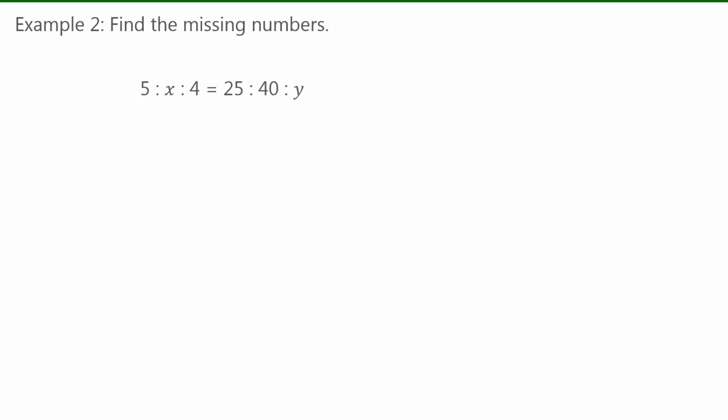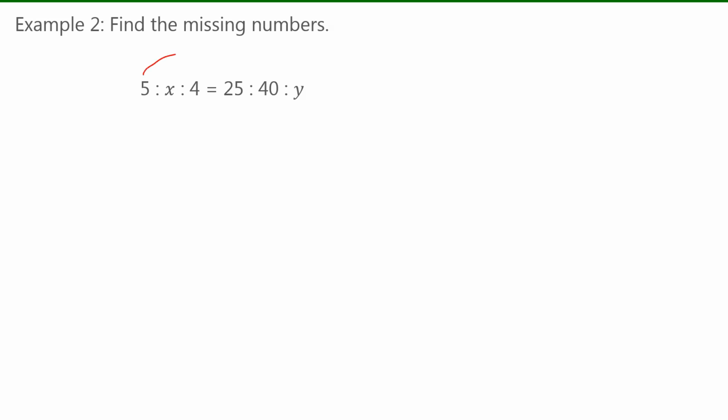Example 2, find the missing numbers. So we have two three-term ratios. We have 5 to x to 4 is equal to 25 to 40 to y. So we're actually looking for two numbers in this case, x and y, one in each individual ratio. So I need to find two terms that match between the two ratios so that I can figure out what it is that I'm multiplying or dividing by.